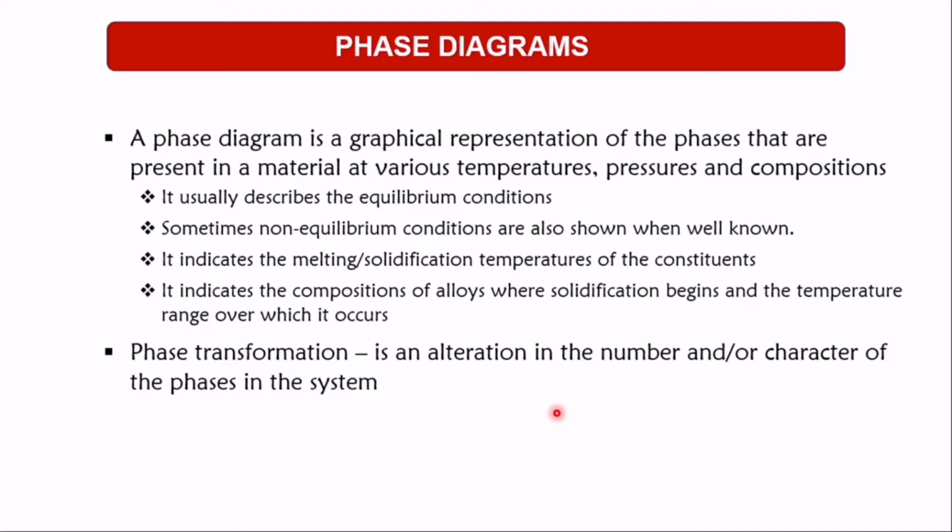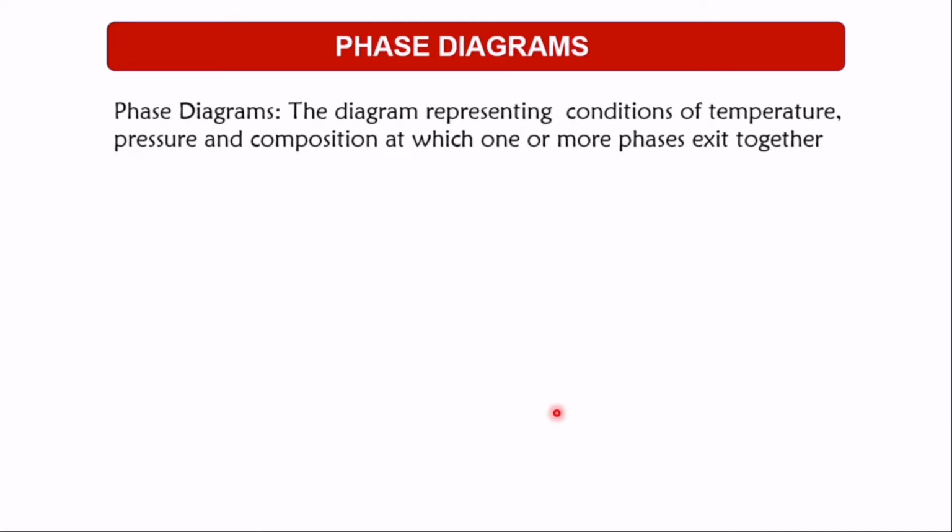Phase transformation is an alteration in the number and/or the character of the phases in the system. Normally, a phase diagram is just a graphical representation of the phases present in the material at various temperatures. The diagrams represent conditions of temperature, pressure, and composition at which one or more phases exist. So depending on the temperature and the composition, it will give you different phase diagrams. Take that into consideration.